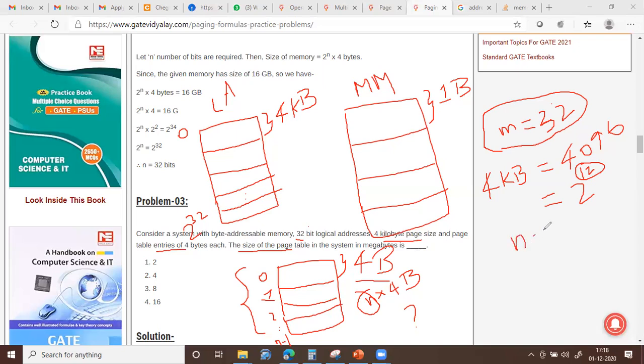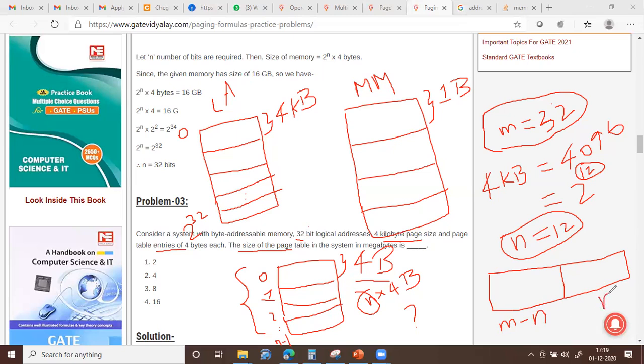So n is equal to 12. Now the logical address space: the logical address will have how many bits? Again, if you recollect, the logical address will have two parts. M minus n bits will be used to refer to the particular page number, and the remaining n bits will be used to refer to the offset.